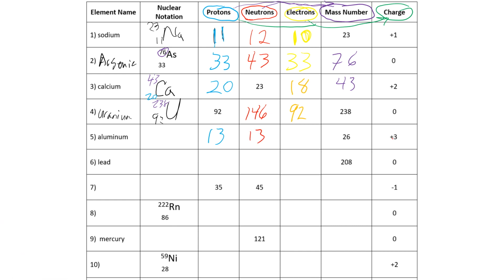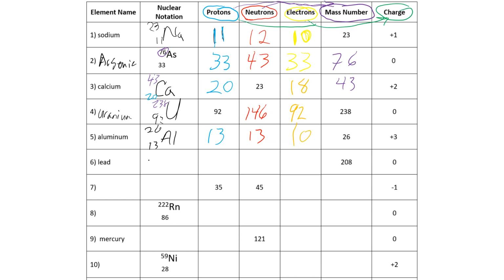The charge is plus 3, which means that the blue is winning by 3. So the yellow, if the blue is winning by 3, has to equal 10. And that's how we get that. And then the nuclear notation is just aluminum, aluminum with 13 protons and 26 for the mass.